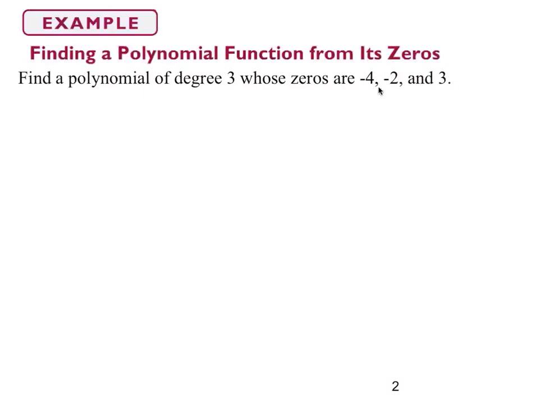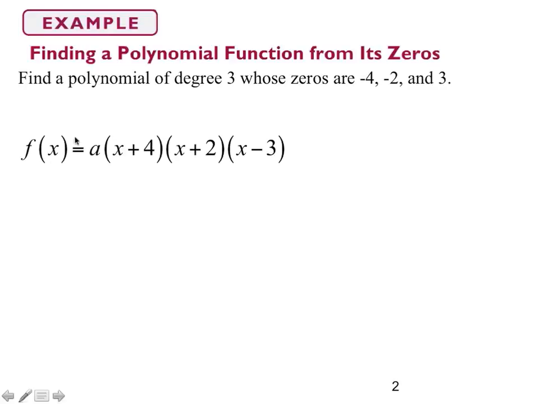If you think about zeros and how they're related to factors, if -4 is a 0, that means that x plus 4 has to be a factor. If -2 is a 0, then x plus 2 has to be a factor. It's always the opposite sign. And if 3 is a 0, that means that x minus 3 has to be a factor. So really all we have to do is create an f of x equal to a, we're going to talk about what this is in a minute, times x plus 4, that's the factor for -4, x plus 2, which is the factor for -2, and x minus 3, which is the factor for +3.